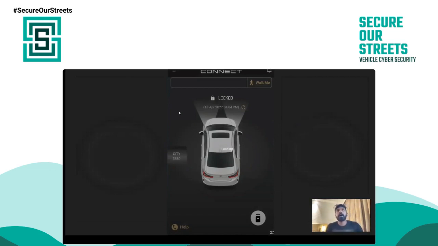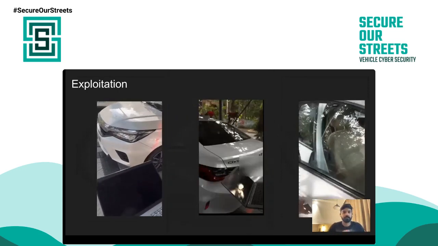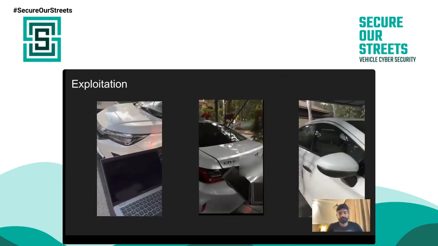This car was approximately 60 kilometers away from me. This vulnerability was so simple, but it was very impactful. I was able to take over the car from anywhere in the world. So this is the impact of a simple vulnerability. I was able to unlock the car, start the engine, unlock the boot, etc. I could do everything that the app offers by the APIs.